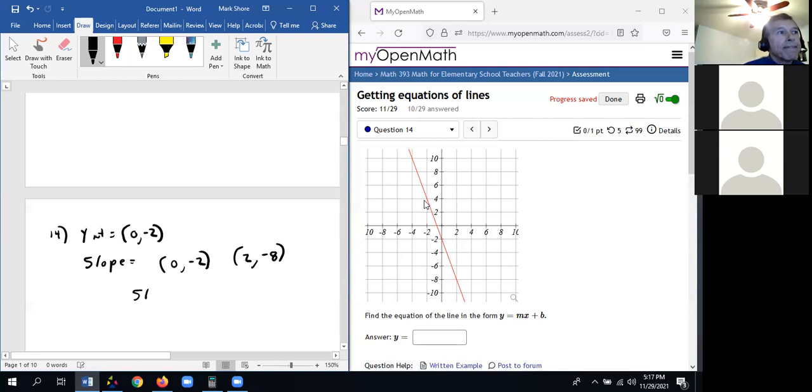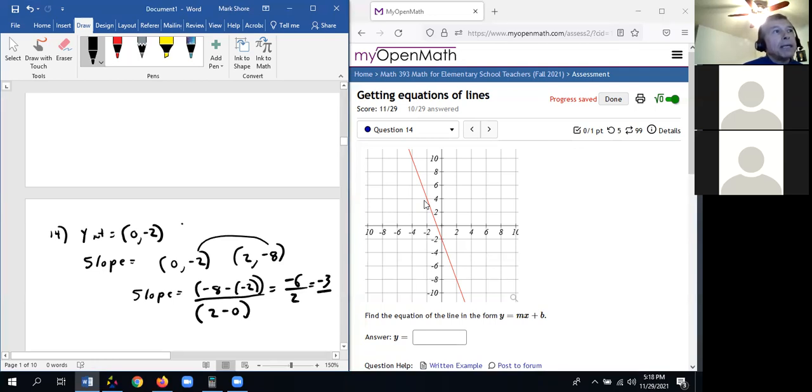So the slope, again, is how much it rises. So that's these two subtracted. Subtract them in any order you want. I'm just going to do -8 minus -2. But since I subtracted the y's in that order, I have to subtract the x's in the same order. So 2 minus 0. If I work this out, two negatives make a positive, so it'll be -8 plus 2, which is -6. And on the bottom, 2 minus 0 is 2. And -6 divided by 2 is -3. So that means my slope is -3.